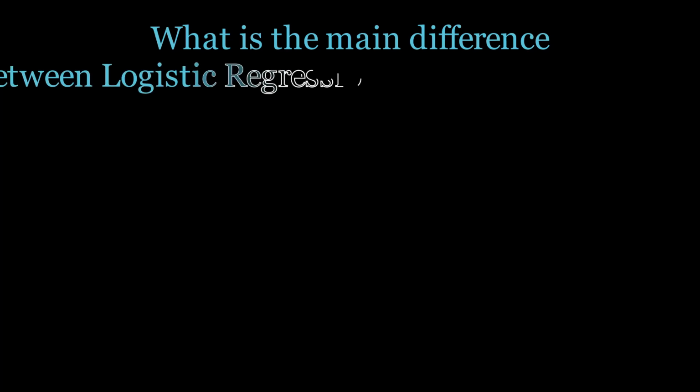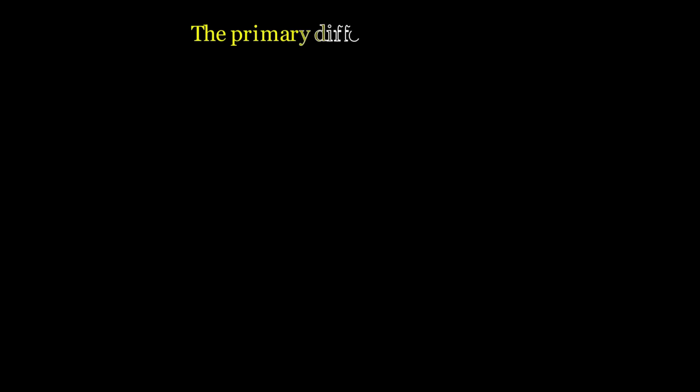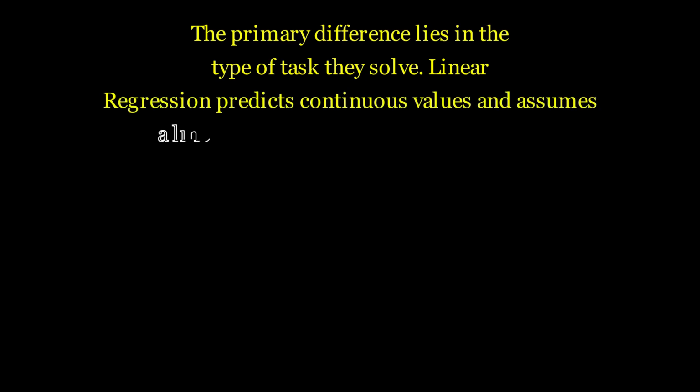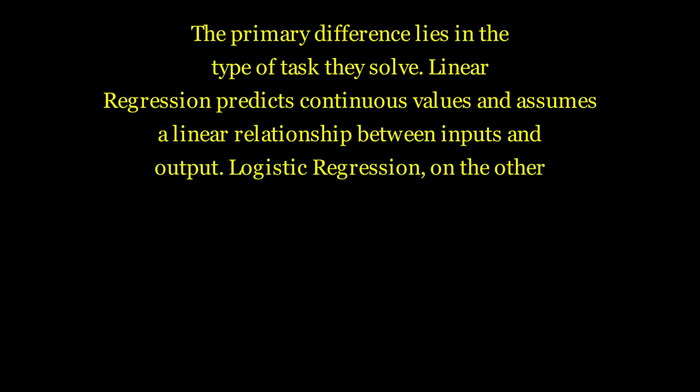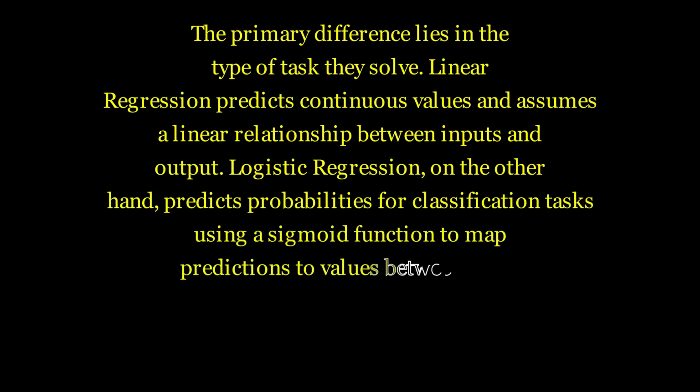What is the main difference between logistic regression and linear regression? The primary difference lies in the type of task they solve. Linear regression predicts continuous values and assumes a linear relationship between inputs and output. Logistic regression, on the other hand, predicts probabilities for classification tasks using a sigmoid function to map predictions to values between 0 and 1.